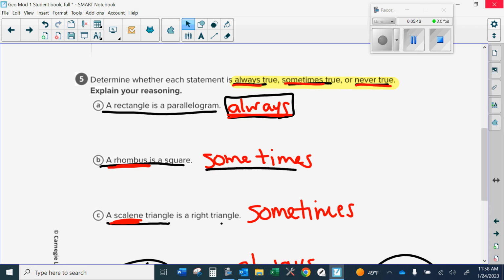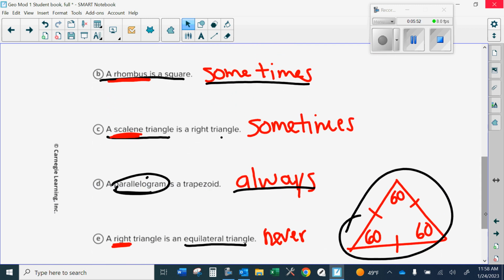Sometimes. Pretty much it never is, but it could be. Okay, a scalene triangle, scalene meaning all different side lengths, is a right triangle? No. Well, it could be, because you could have a 90 and then like this. It's going to have 3 different side lengths. It can have one right angle. So yes, it's sometimes.